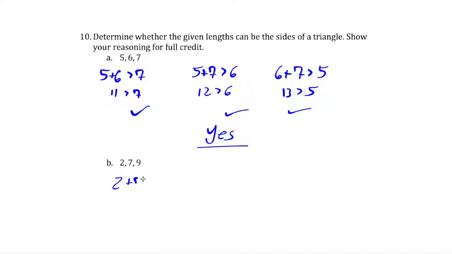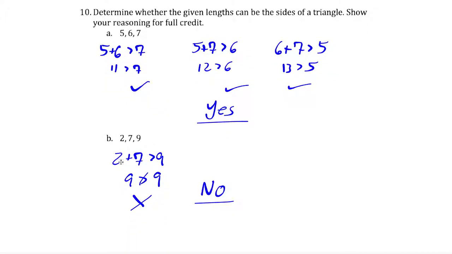However, for part B, if we try to do 2 plus 7 is greater than 9, we can see that 9 is not greater than 9. So that means that no, this is not a triangle. So you will need to set up the three inequalities to show that they all work. But of course, if you have one inequality that does not work, all you need to do is show that one that doesn't work.